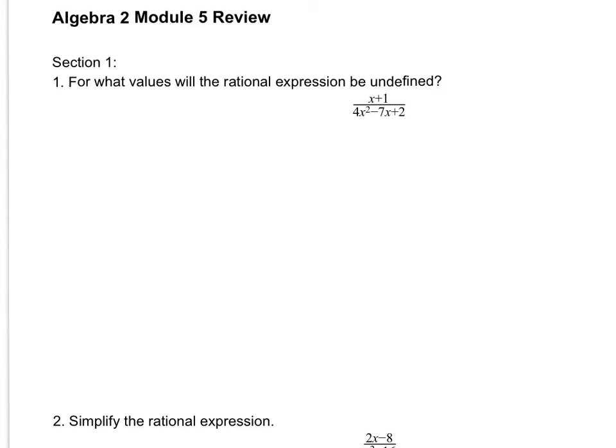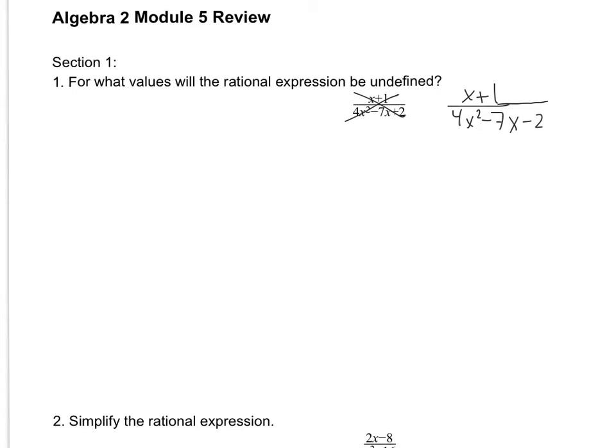All right, let's look at some review problems to help you prepare for your Module 5 test. So number 1, it says, for what values will the rational expression be undefined? There's a slight misprint on your notes. We're going to replace this with x plus 1 over 4x squared minus 7x minus 2. And I'll show you why here in a second.